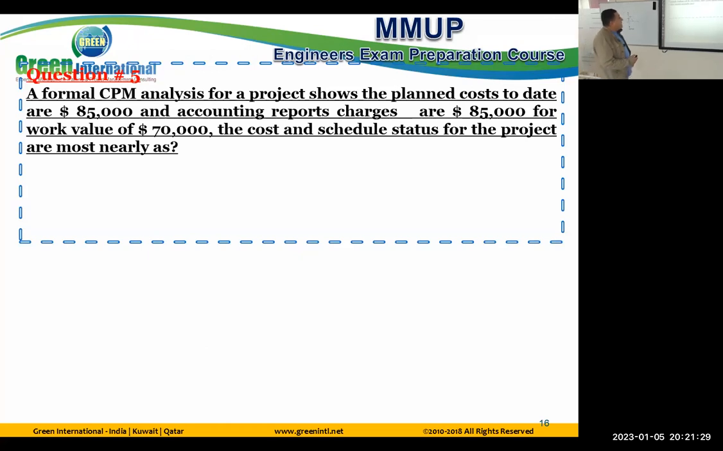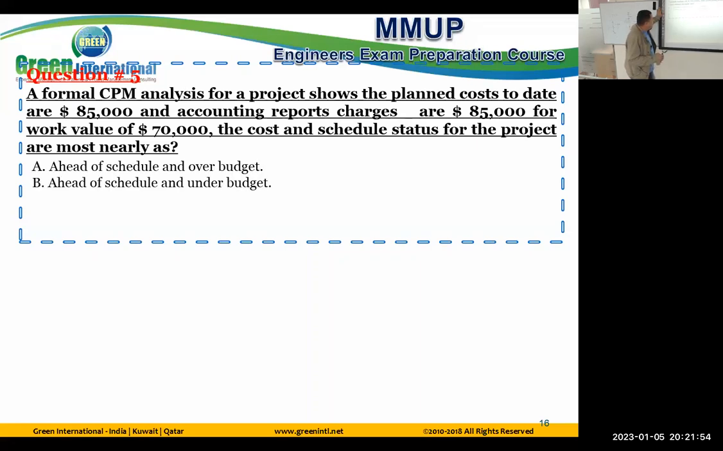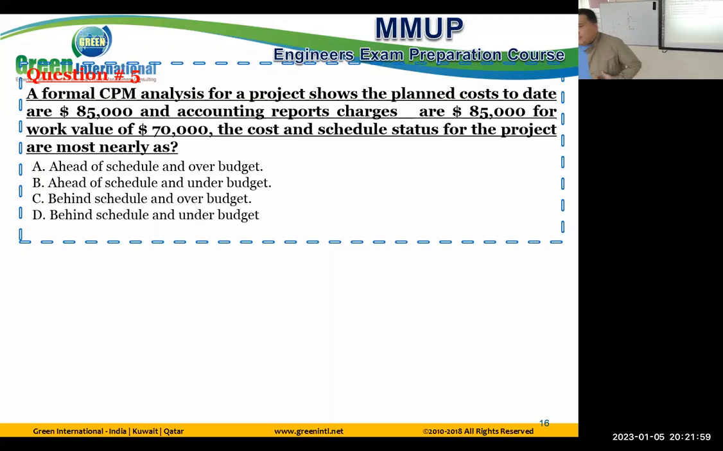A formal CPM analysis for a project shows the planned costs today are $85,000 and the accounting reports charges are $85,000 for work value of $70,000. The cost and schedule status for the project are most clearly as follows. CPM stands for critical path method. Critical path method for our schedule.